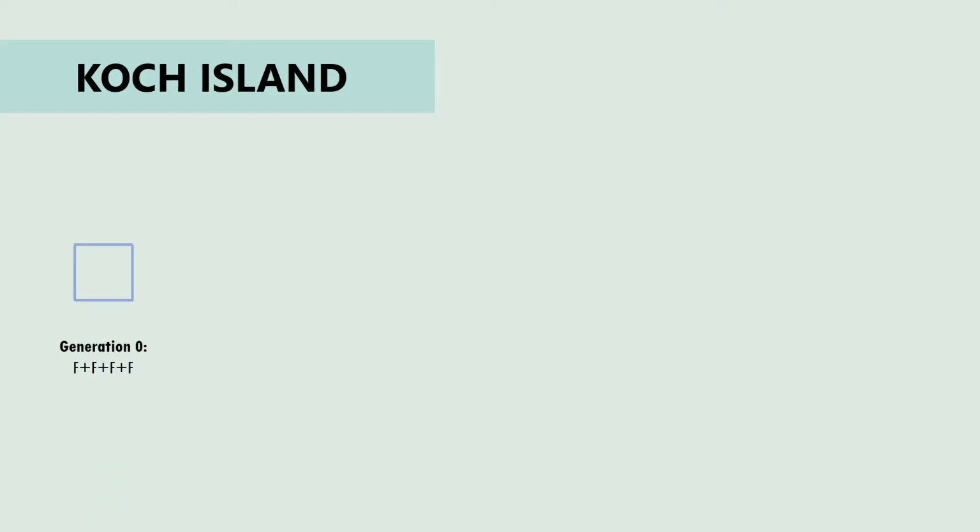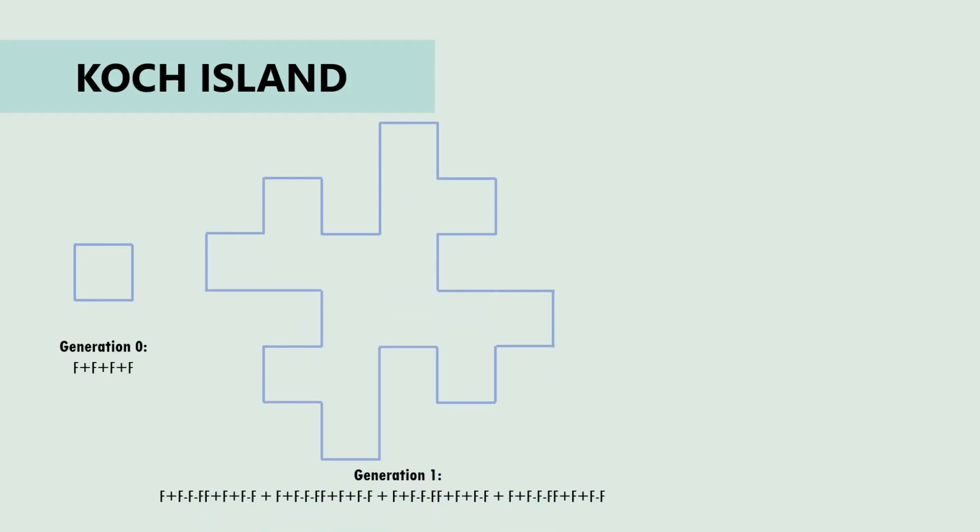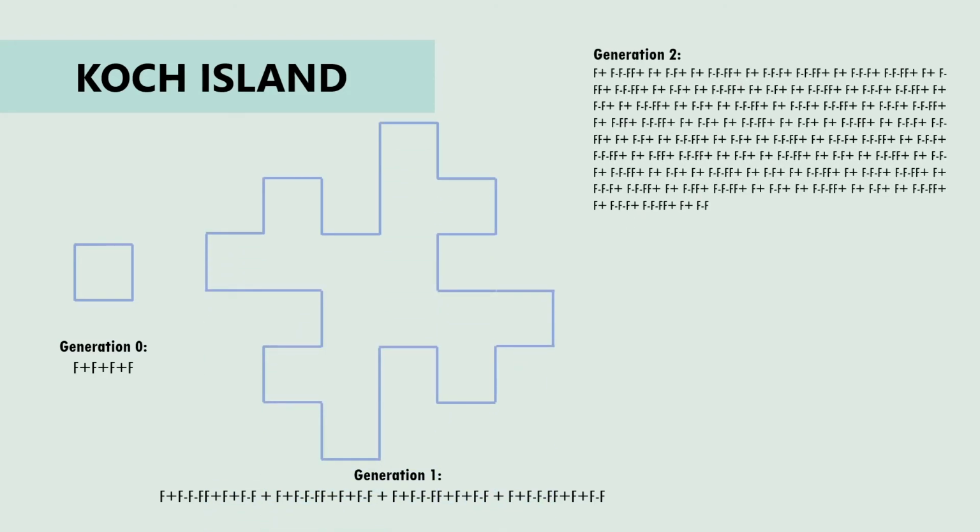As seen in the previous slide, we have the string for generation 1. First, we draw a straight line for F, and then turn right 90 degrees and draw a line for plus F. Next, we turn left and draw a line for minus F, then turn left and draw 2 lines for minus FF. If we continue doing this, we will have this resulting image. Here is our string for generation 2. If we draw this, we will have this resulting image.